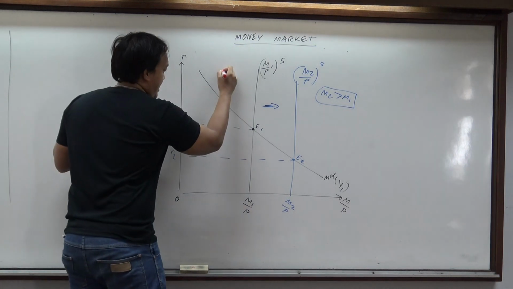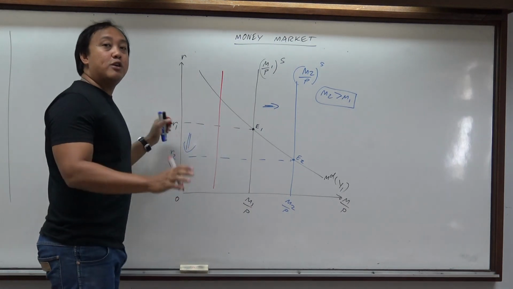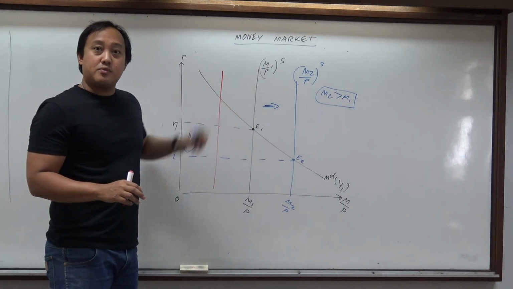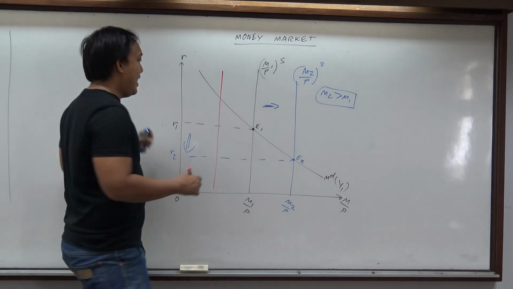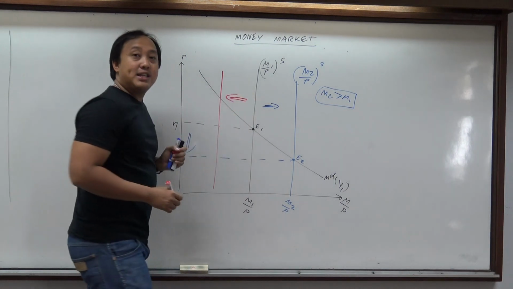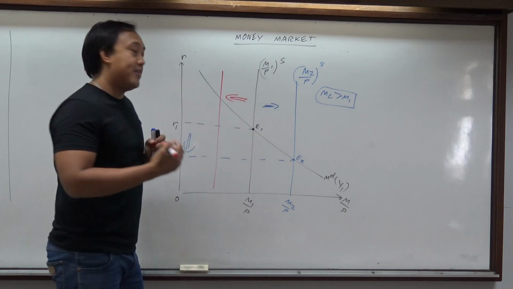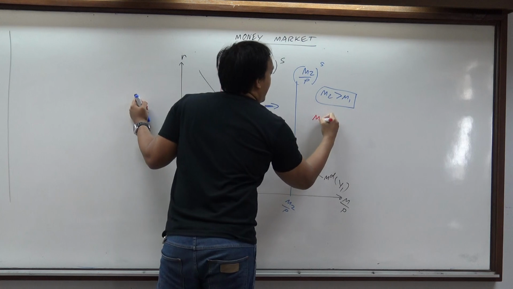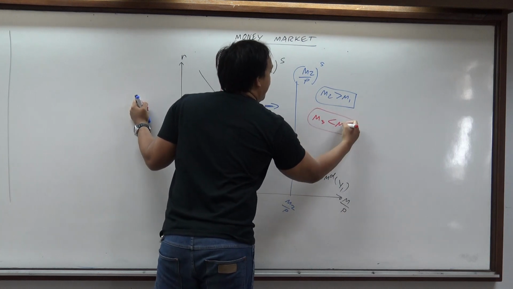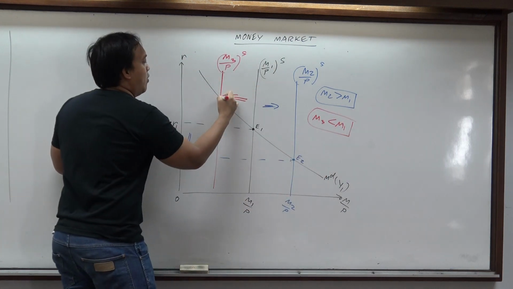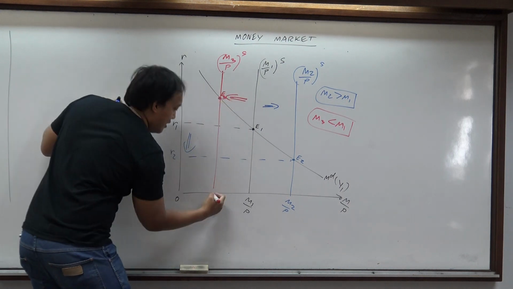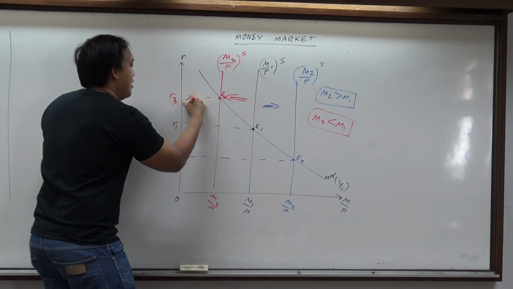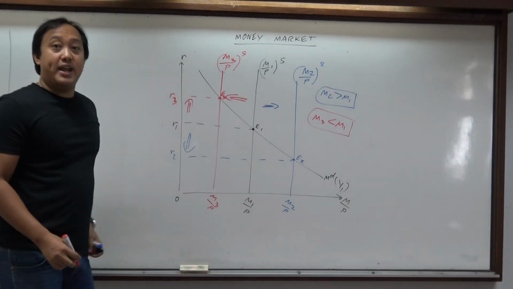if the central bank destroys money or reduces the amount of money in the economy, reducing M from M1 to M3, the real money supply curve will shift to the left, M3 over P. M3 is less than M1, let me write it down here. The equilibrium point moves from E1 to E3, and the real interest rate is going to increase from R1 to R3.